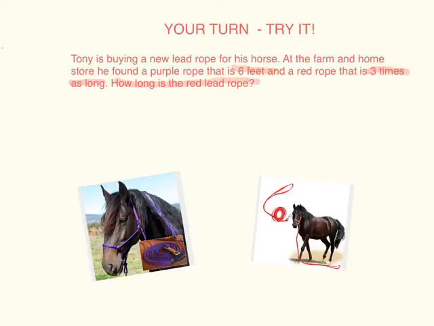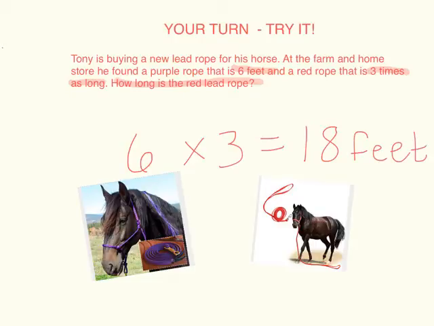So here we go. We know that the purple rope is 6 feet long. We know that the red rope is 3 times as long. So that gives us 6 times 3, and that is going to give us the length of the red rope. So 6 times 3 is 18, gives us a product of 18. So that red lead rope is 18 feet. Make sure you have the same equation that we have here and you have the same product. And if you didn't, go back again and check your work, see where you made your mistakes, and go ahead and fix it.